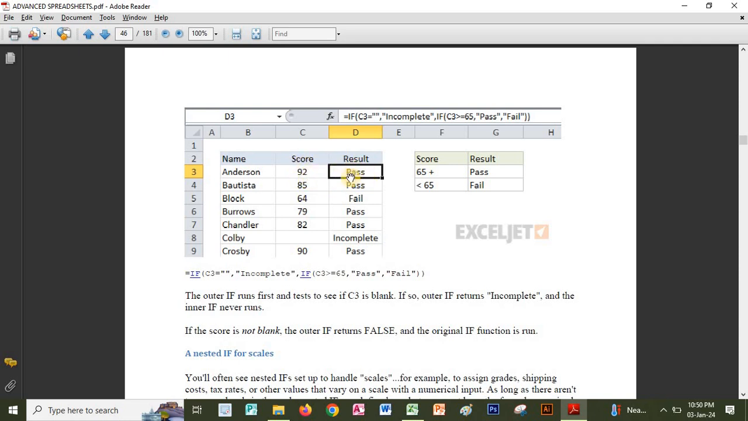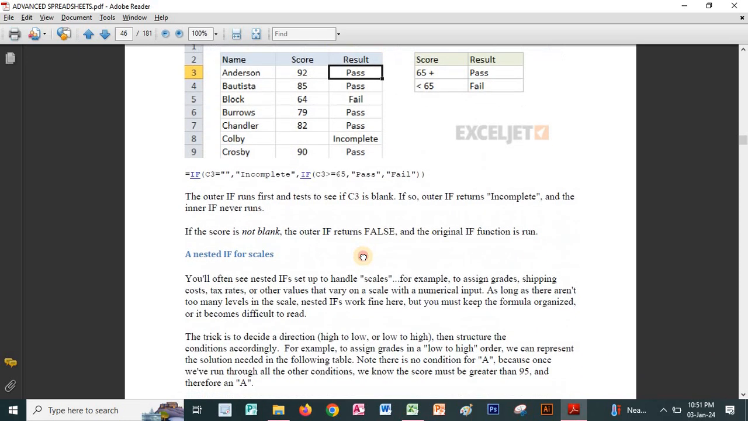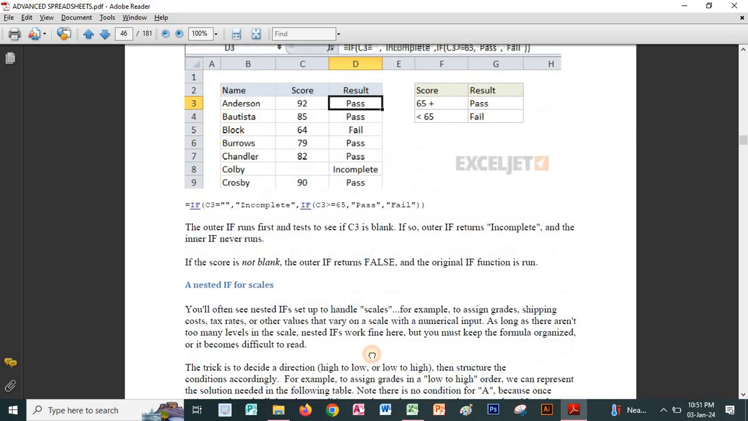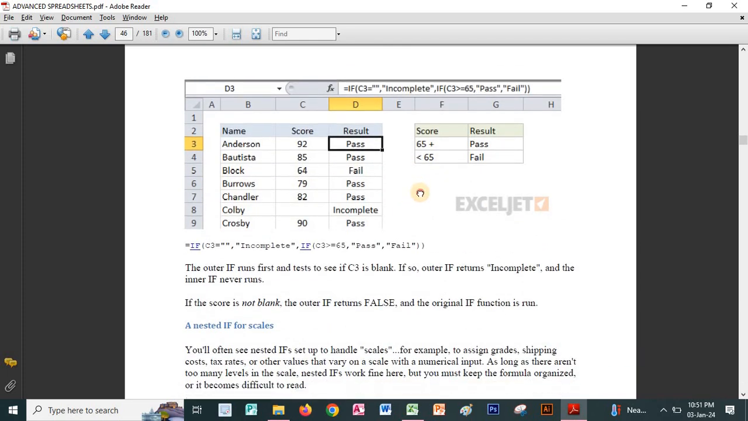That is why it has written here pass. Otherwise, if it was not greater than 65, then that should be a fail. Otherwise, if it is null, it would not have gone to the second level. It would still have ended at the first level by printing incomplete there. So that is nesting. We have seen it earlier in the IF function.